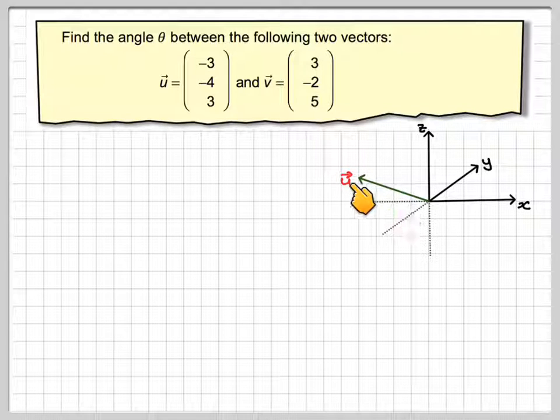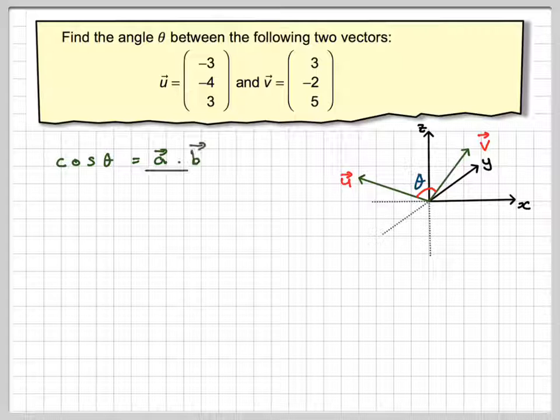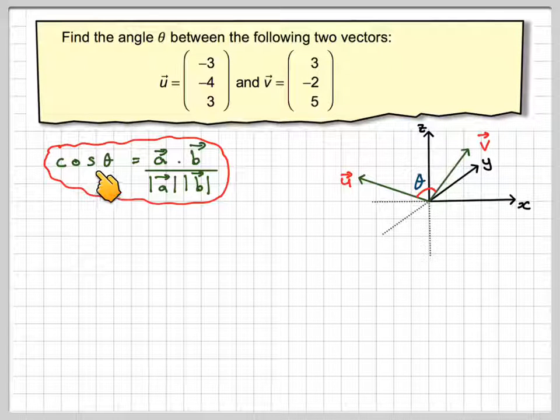So if we call this one u and this one v, this is about the rough position, and the angle that we're trying to find is this angle here. Using the scalar product, the cos of the angle between the two vectors is a dot b divided by the magnitude of a divided by the magnitude of b, provided the two vectors are going away from each other or into each other. So they're going away in this case.